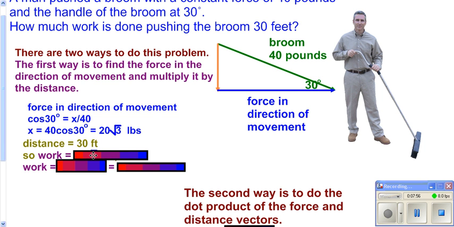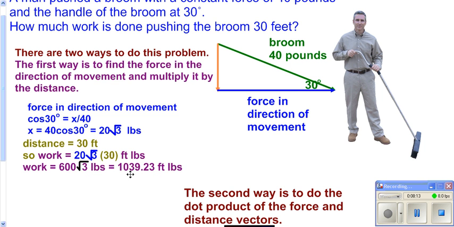So your work, once again, is force in the direction of your distance. So here's our force, here's our distance. We multiply them together: 600 root 3, really foot-pounds here, that's a little typo, or approximately 1,039.23 foot-pounds.